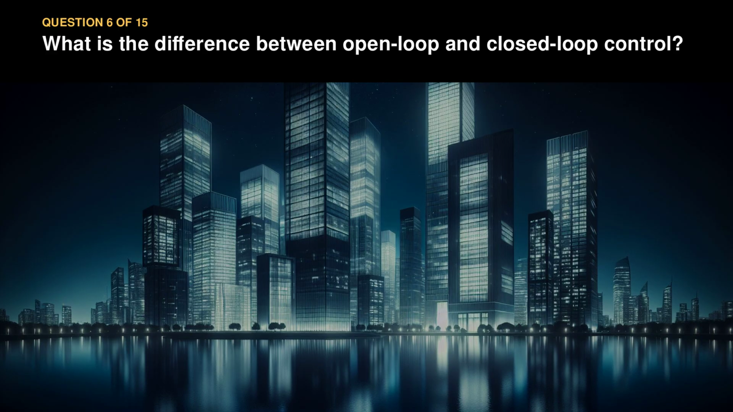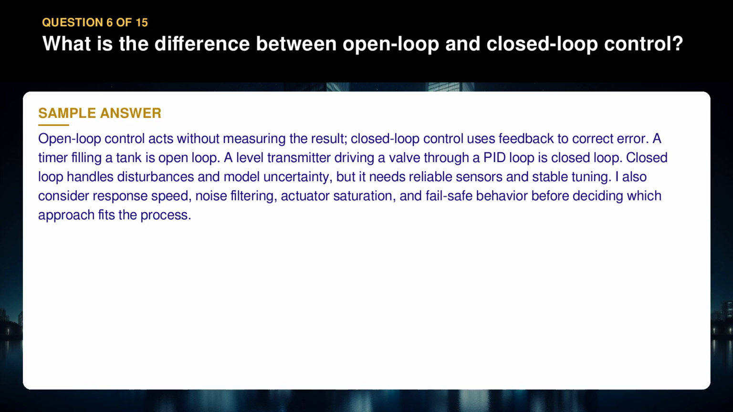Question 6. What is the difference between open loop and closed loop control? Open loop control acts without measuring the result. Closed loop control uses feedback to correct error. A timer filling a tank is open loop. A level transmitter driving a valve through a PID loop is closed loop. Closed loop handles disturbances and model uncertainty, but it needs reliable sensors and stable tuning.